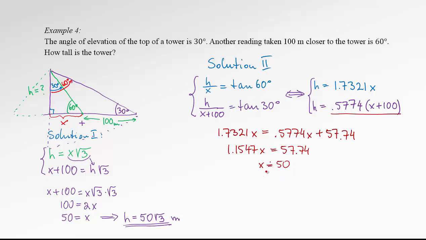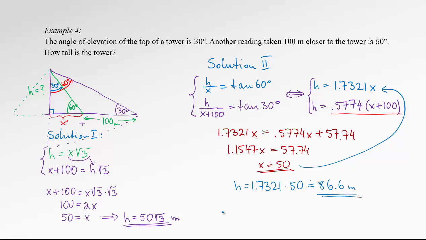So yes, we've got the same answer, x is 50, and as before we need to use this to find h. So when we substitute into the first equation, h becomes 1.7321 times 50, which is approximately 86.6 meters. Notice that 50 root 3 is exactly the same as 86.6 when rounded to one decimal place. So yes, that agrees. And our answer is the tower is approximately 86.6 meters tall.